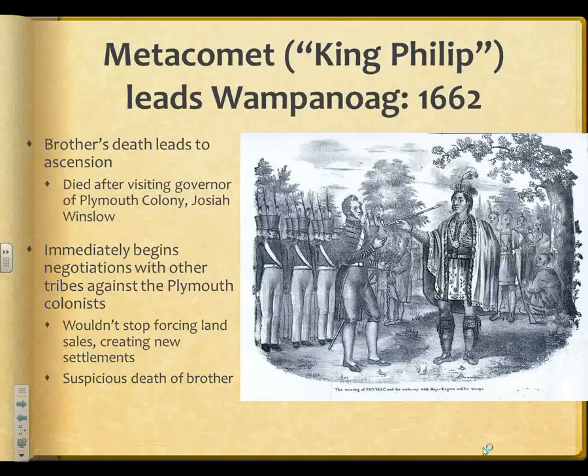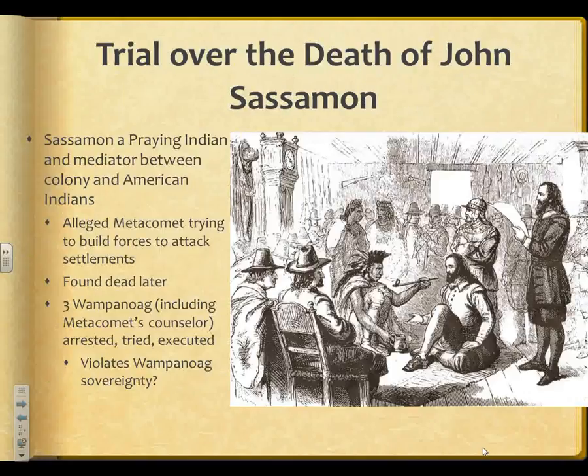Metacom, who was known as King Philip to the English, his brother was more of a pacifist. He wanted to work with the Europeans and find a way to find peace. King Philip or Metacom is not interested in that. And so he begins to pursue these military plans.